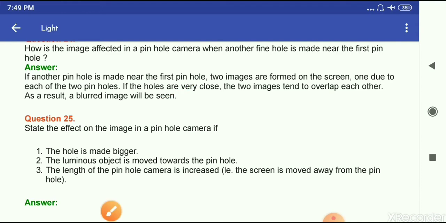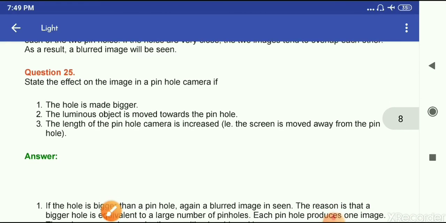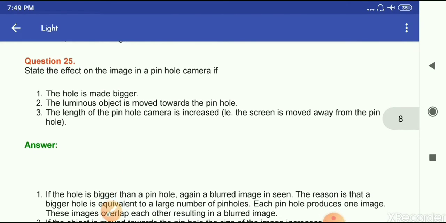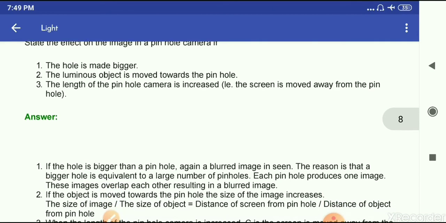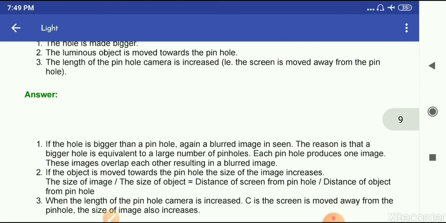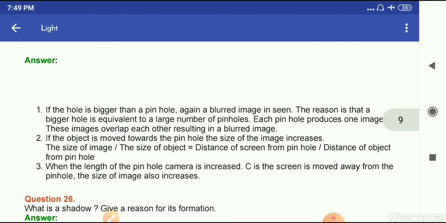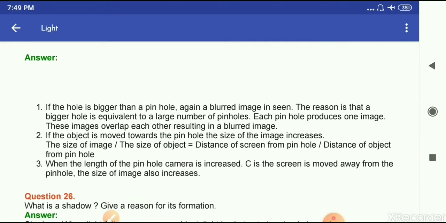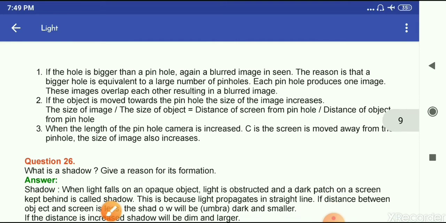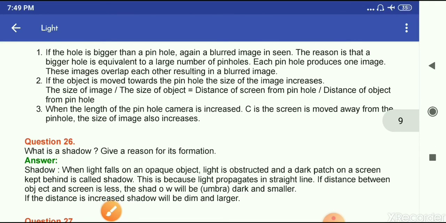Question number 25. State the effect on the image in a pinhole camera if the hole is made bigger, luminous object is moved towards the pinhole, and third, the length of the pinhole camera is increased. Answer is, if the pinhole is bigger than a pinhole, again a blurred image is seen. The reason is that the bigger hole is equivalent to a large number of pinholes. Each pinhole produces one image and these images overlap each other, resulting in a blurred image.